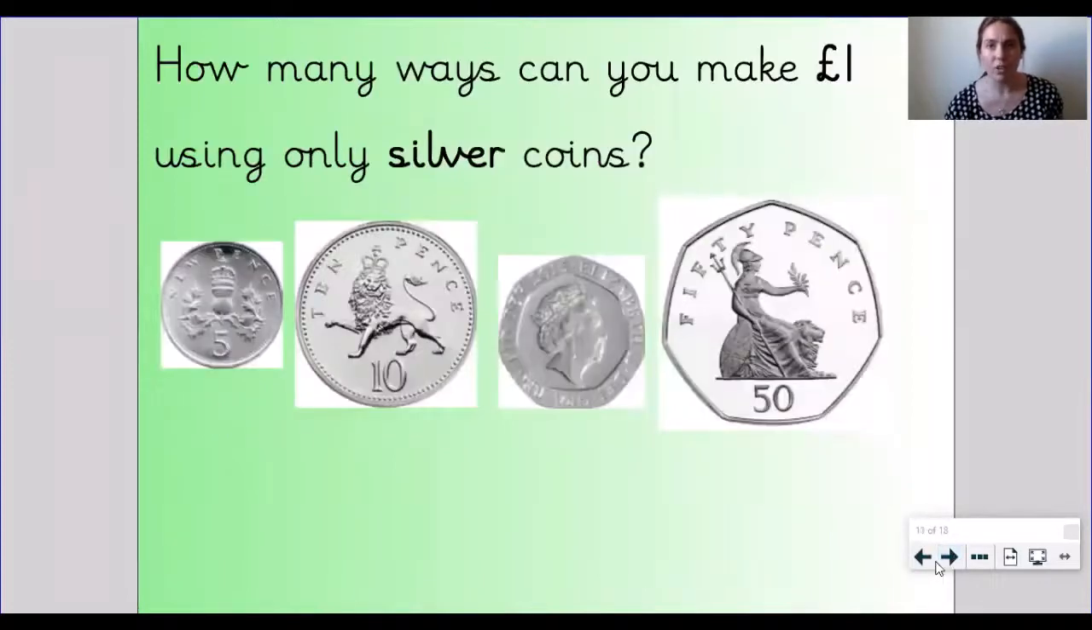Okay, so what is the actual investigation? Your investigation today is how many ways can you make £1 using only silver coins? I know we've done some earlier, which is a good place to start, but this time you can use any arrangement of coins. So you can use some 10s, some 5s, you might want to use all 20s and 5s, you might want to use a bit of all of them, whatever you like. But you need to find as many different ways of making £1 as you can. And there are lots of answers, okay? So as many different ways as possible.